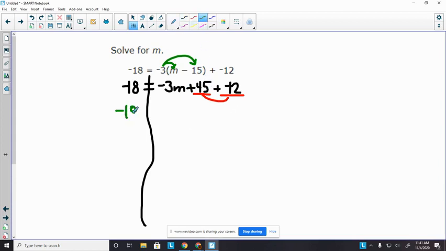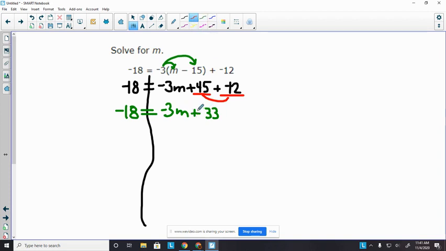Negative 18, negative 3m, and this is a negative, so it's going to be like subtracting 12 from 45. It'll still be positive because this is bigger than this. 33, positive 33 is what that will be. Now we have a two-step equation, kind of like what we showed before.